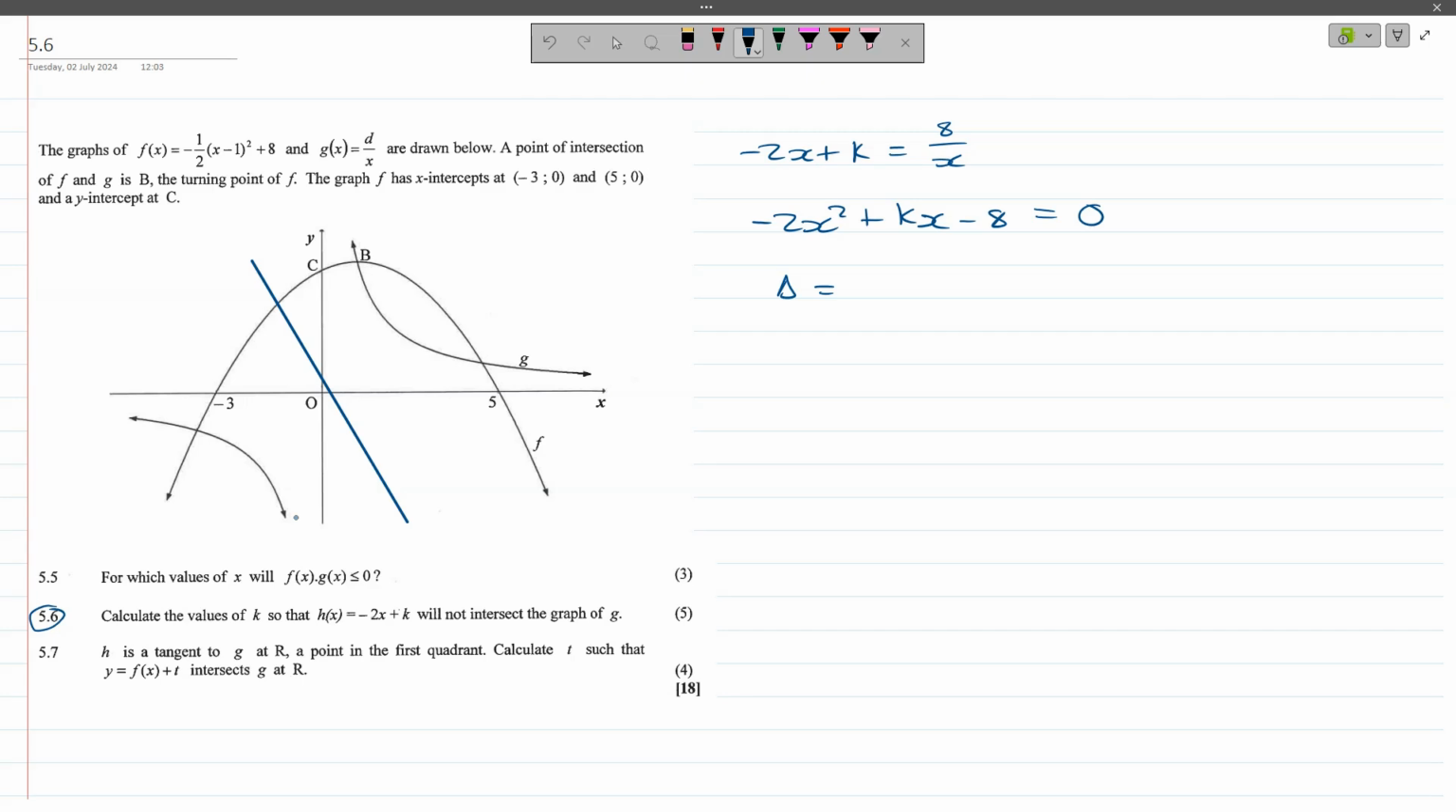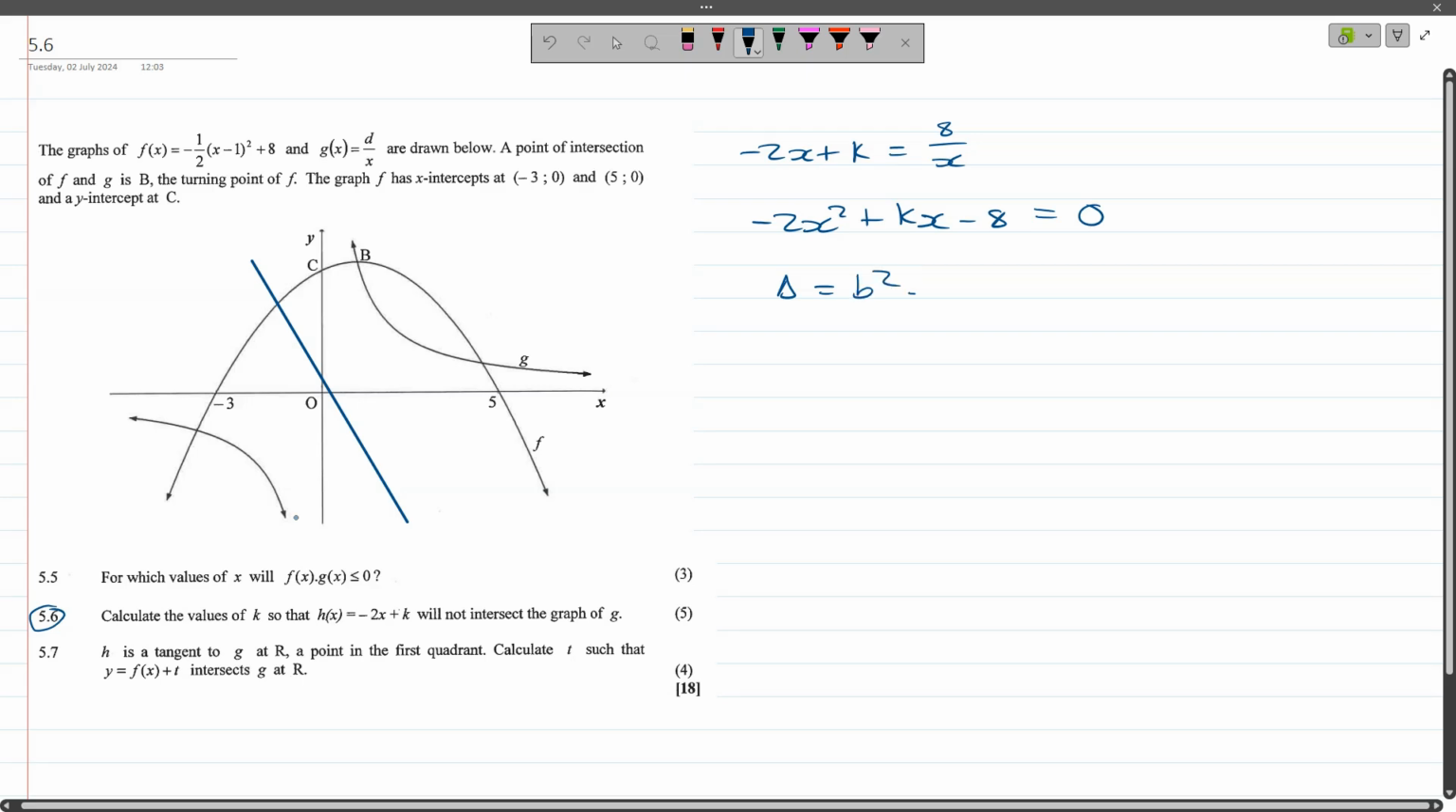So we have that we want our discriminant, which is b squared minus 4ac, b being k, a being minus 2, and c being minus 8. We can substitute these values to get k squared minus 4 times a, which is minus 2, times c, which is minus 8, like that. All of this gives us k squared minus 64.